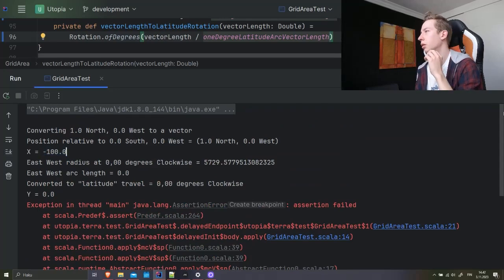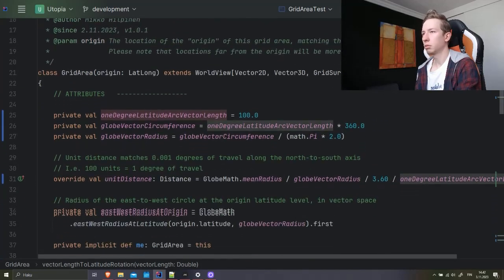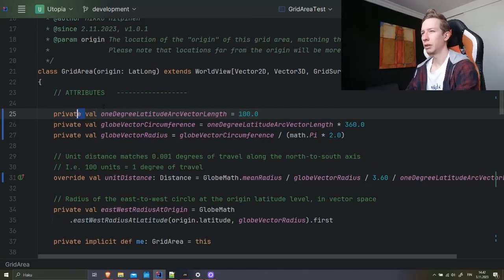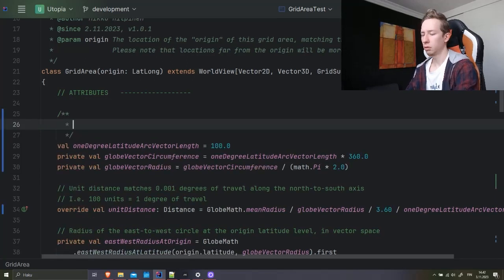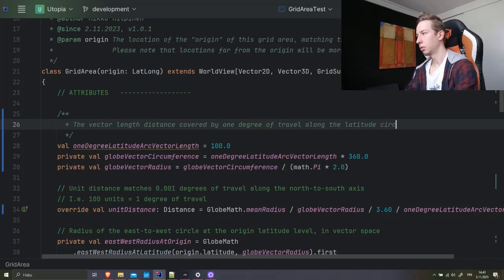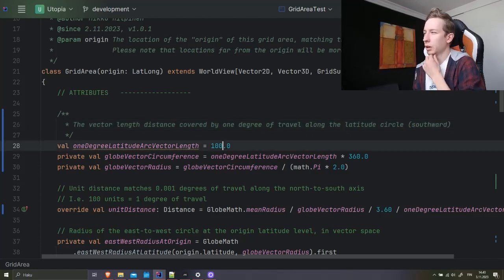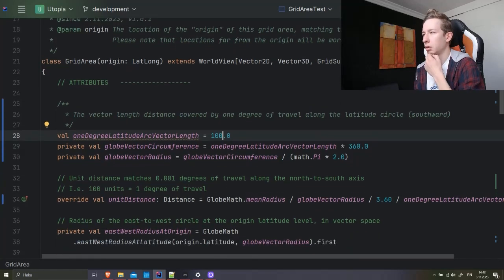Yes, 100. So we could just, I think we might even want to expose this. So the vector length is this covered by 1 degree travel along the latitude circle, I guess, southward. Do we want to make it 100, 1000, 10,000? Let's see.